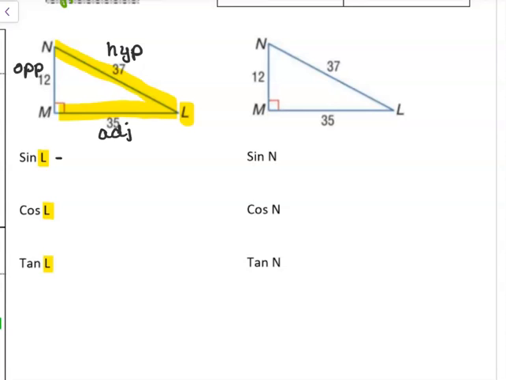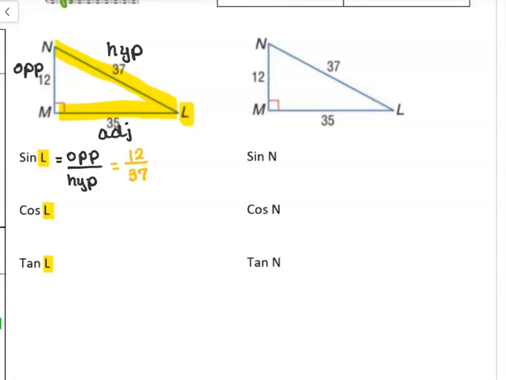My sine is the fraction opposite over the hypotenuse. So for this problem, that would make my fraction 12 over 37. Now you can leave it as a fraction, or you can turn it into a decimal. But the fraction is more exact because my decimal is going to be irrational. It's going to continue on forever.